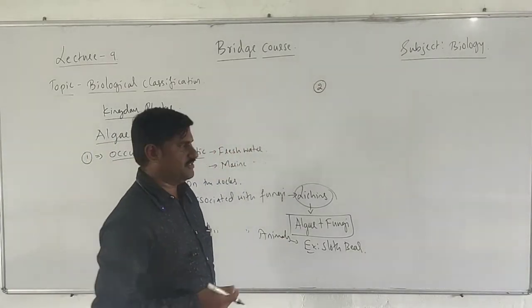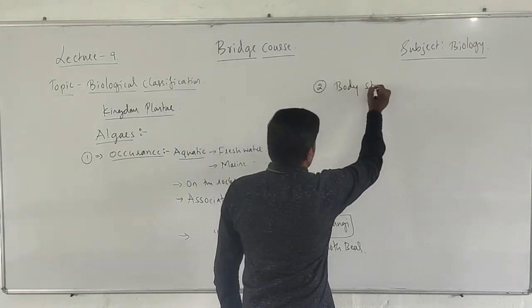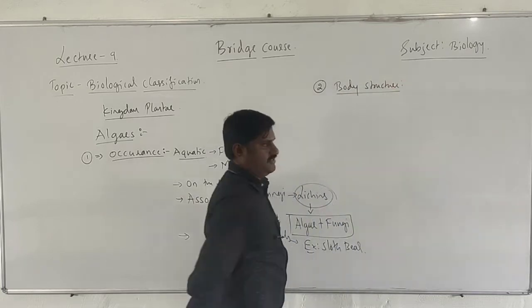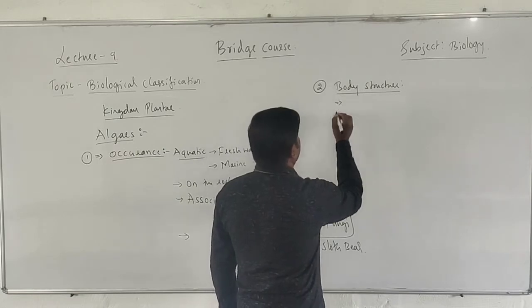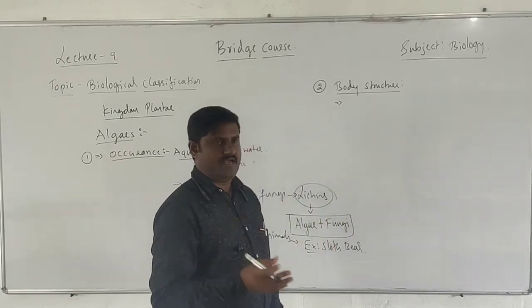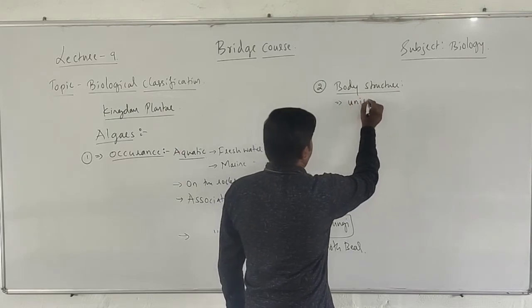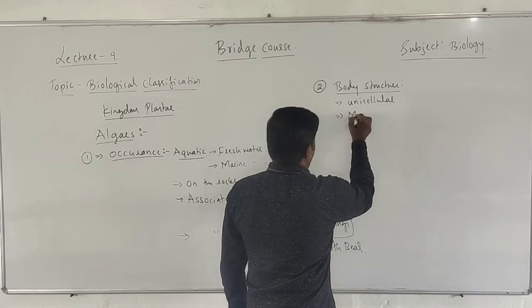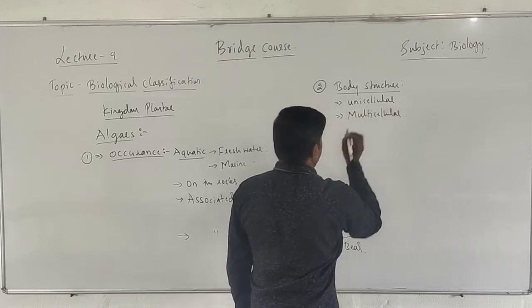How is the body structure? When we go through the body structure, these are having different body shapes. Sometimes these algae are unicellular, or sometimes they are multicellular, right?